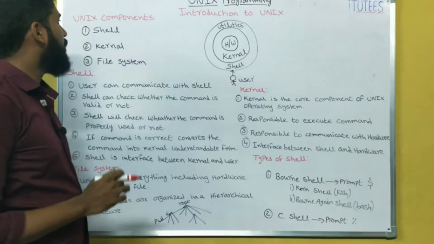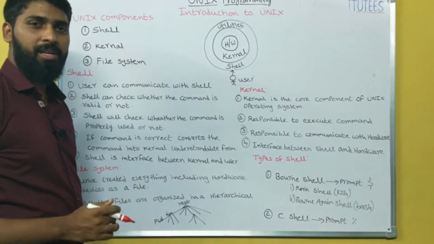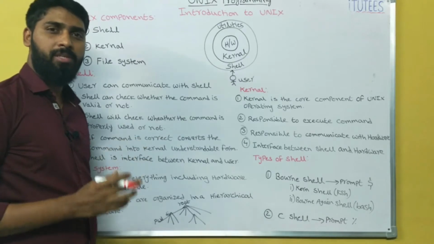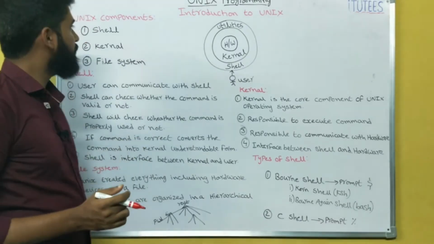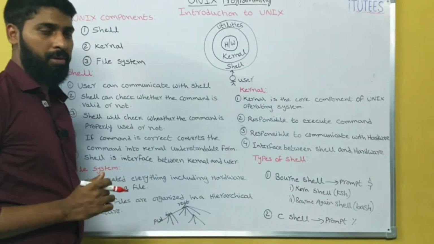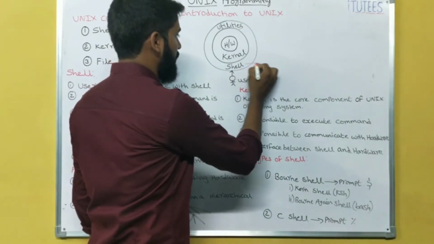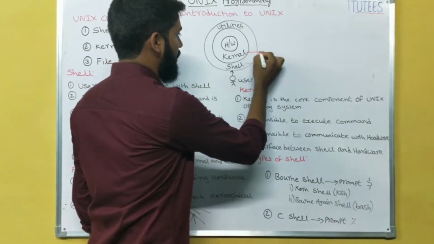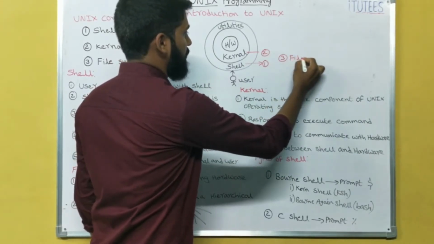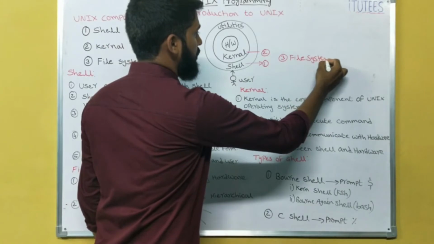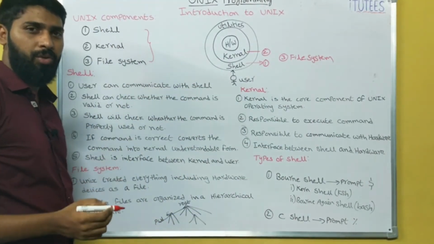So in this class we are going to discuss the components of Unix. In the previous class we discussed the brief history of Unix. After that, we can see what is Unix. Now, Unix components. There are three components in Unix: one is shell, the second one is kernel, and the third one is file system. These three are the components in Unix.